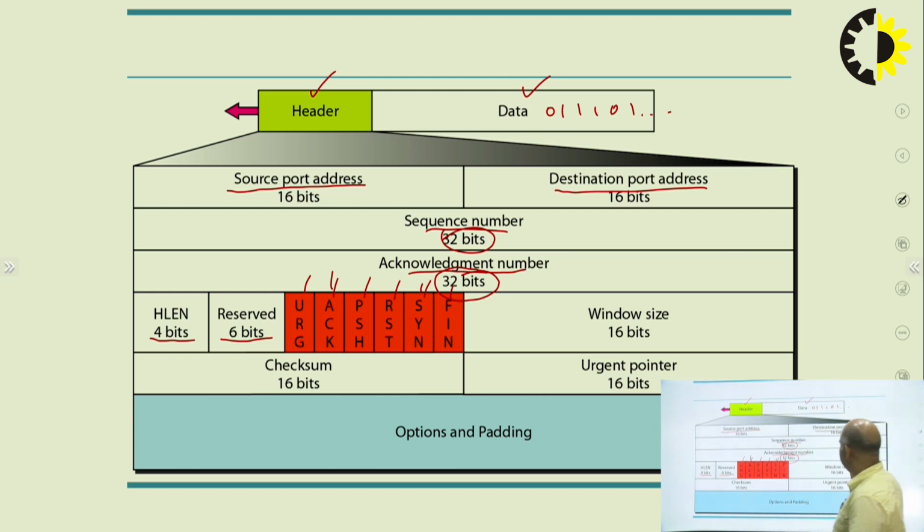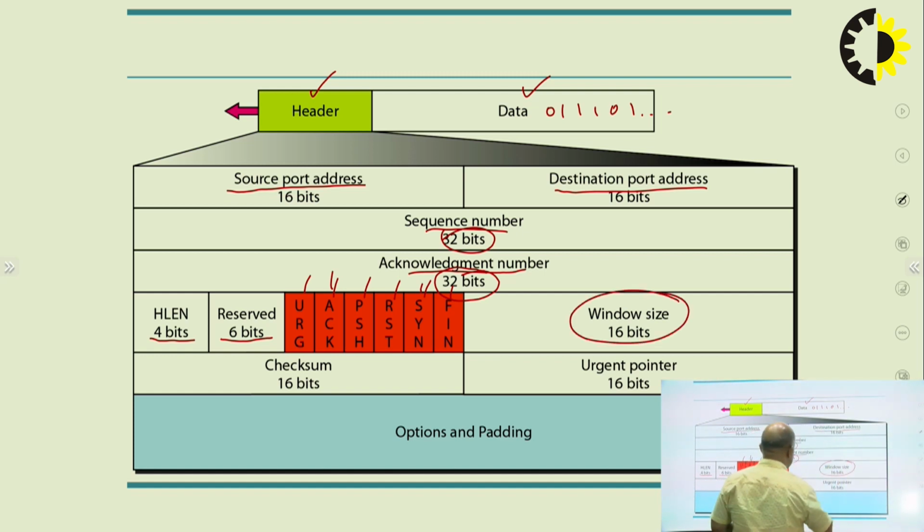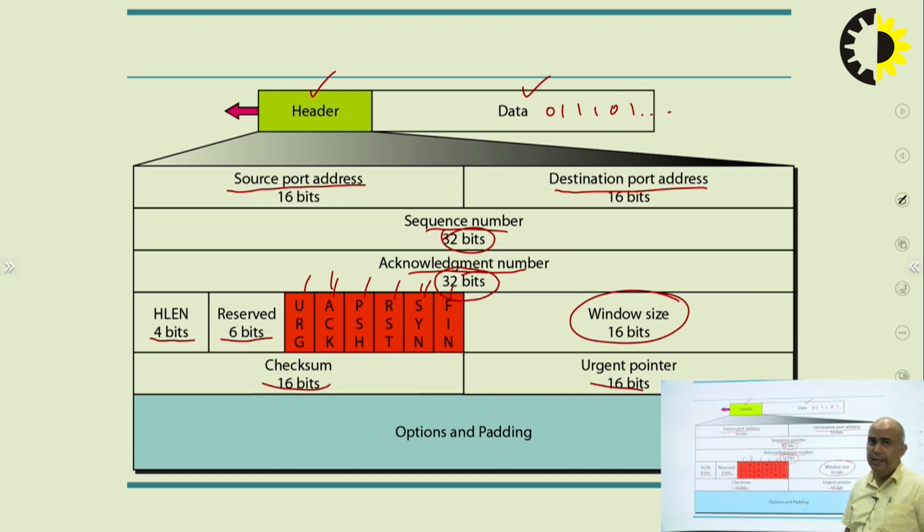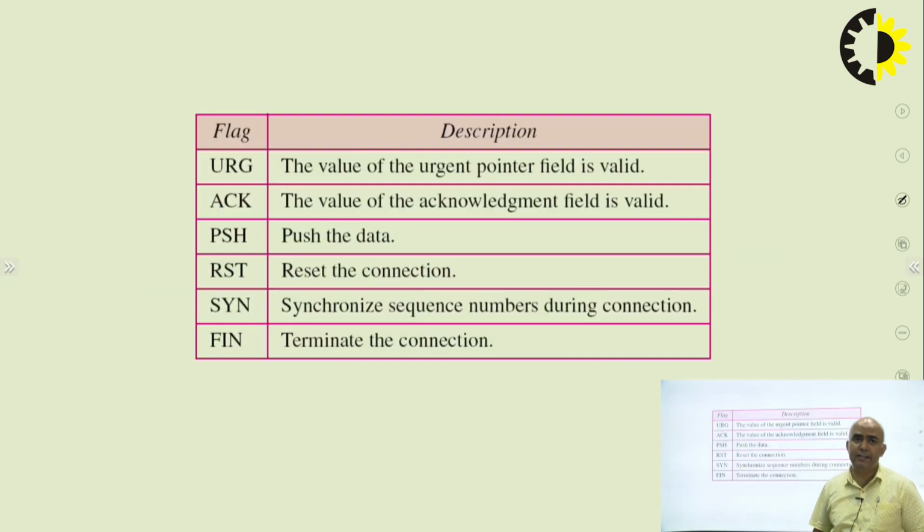Then we have a window size, which is 16 bits. Then we have a checksum of 16 bits in this case. We have an urgent pointer. Then we have optional padding in this header format. This is the format for the TCP layer, which is used during the transmission of data.